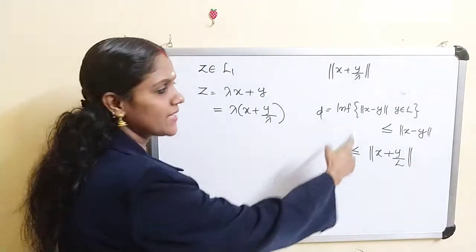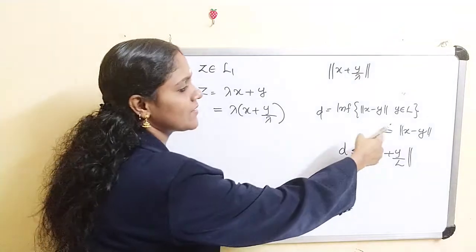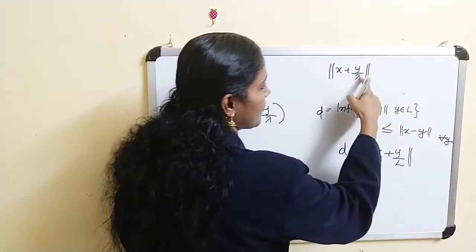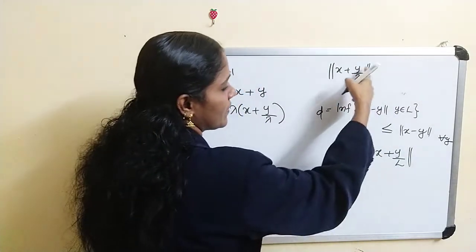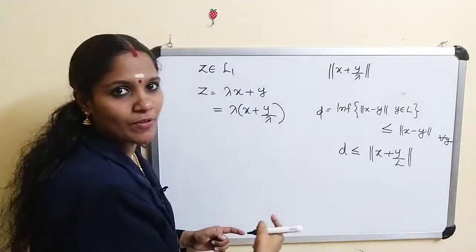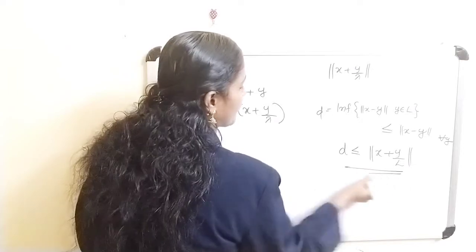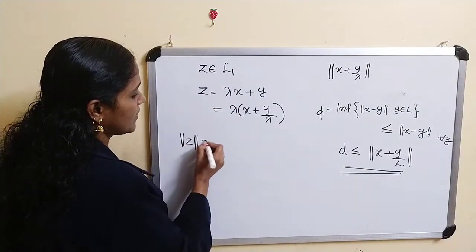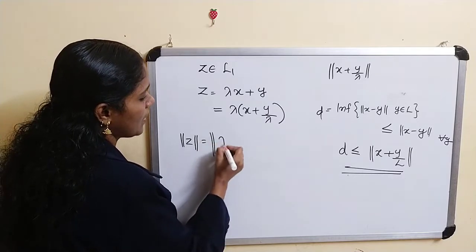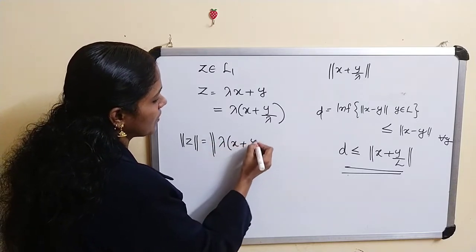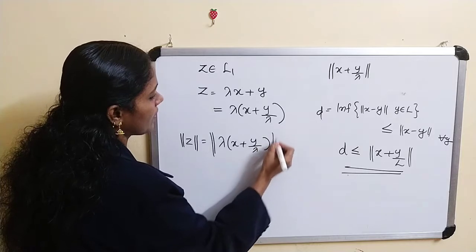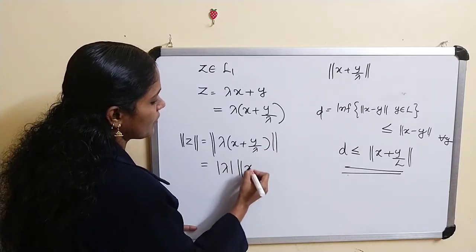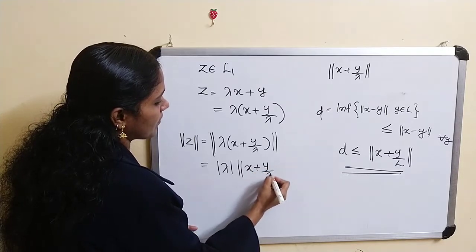Hope it is clear. d is the infimum value and clearly this is less than or equal to norm of x minus y for every y. And this is true for minus y by lambda also. Therefore, this result holds. Now what about norm of z? Norm of z is equal to norm of lambda x plus y by lambda, and this is equal to modulus of lambda into norm of x plus y by lambda.